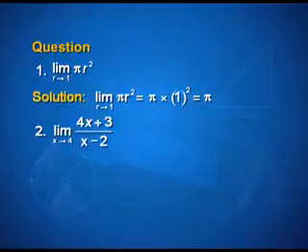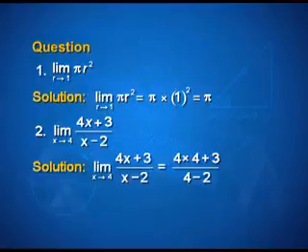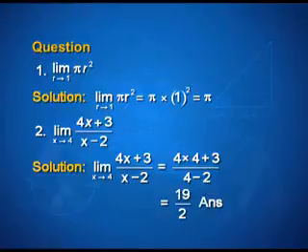For question number 2, limit of (4x plus 3) upon (x minus 2) as x tends to 4 can be simplified as: limit of (4x plus 3) upon (x minus 2) as x tends to 4 is equal to (4 into 4 plus 3) upon (4 minus 2), that is 19 upon 2.